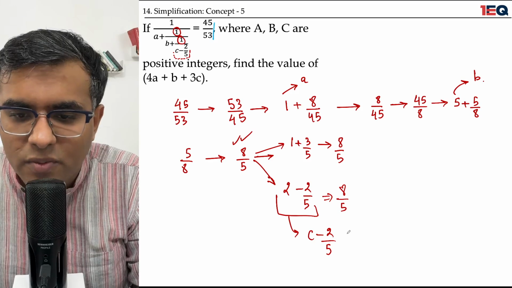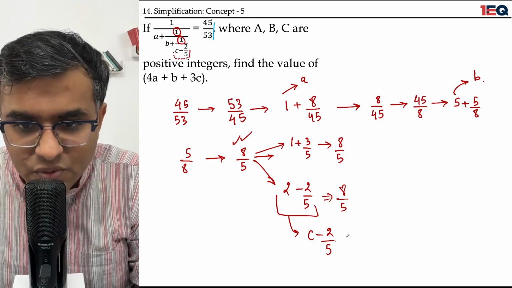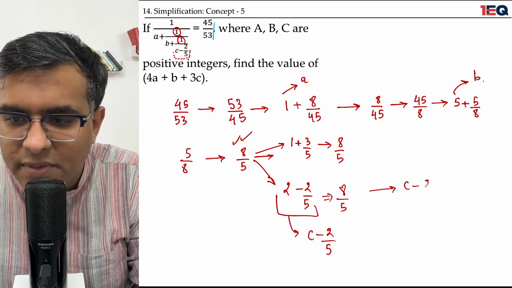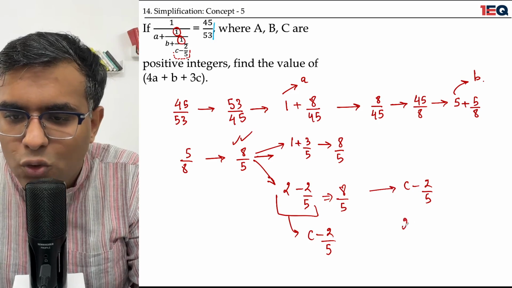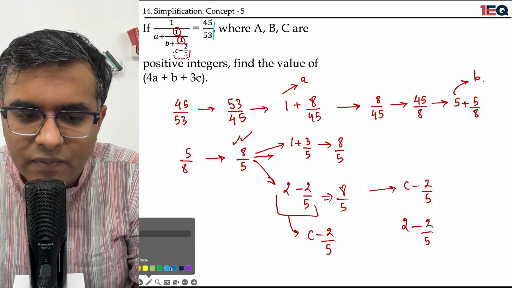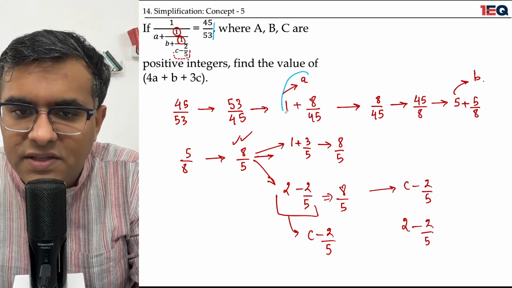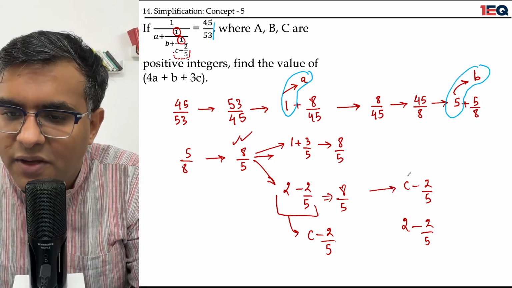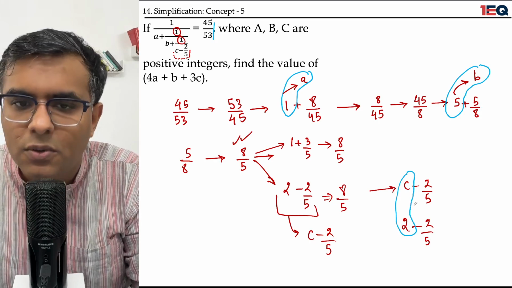So c minus 2 by 5, if I use this, I can easily get the value, and I match the terms. C minus 2 by 5 is on one side and 2 minus 2 by 5 is on the other side. So this clearly indicates that my value of A is equal to 1, my value of B is equal to 5, and my value of C from this equation is equal to 2.